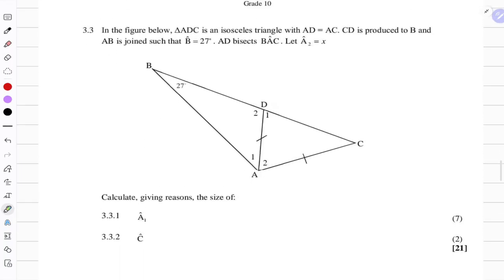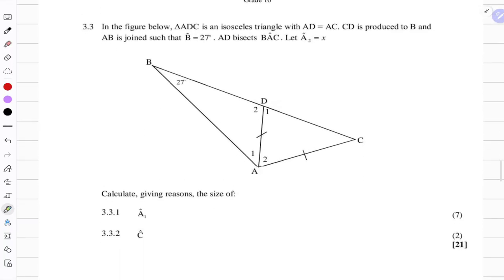Right. So it says in the figure below, triangle ADC is an isosceles triangle, with these two sides being equal, and it is produced to be here. AB is joined such that angle B is 27 degrees, and AD bisects BAC.